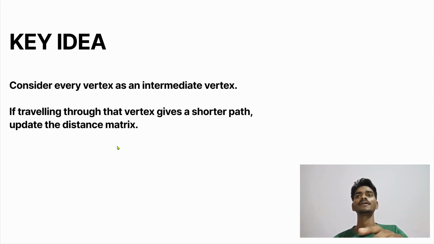And the key idea here is, consider every vertex as an intermediate vertex. If traveling through that vertex gives a shorter path, then update the distance matrix.